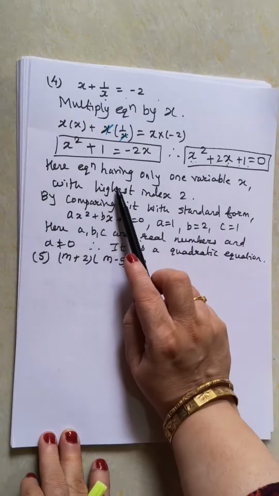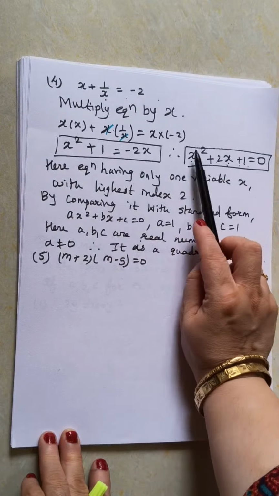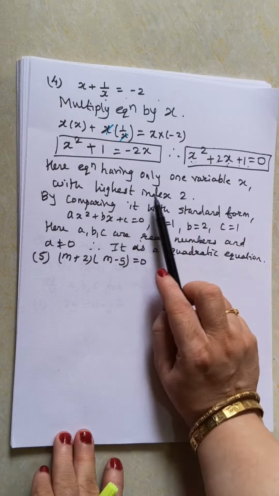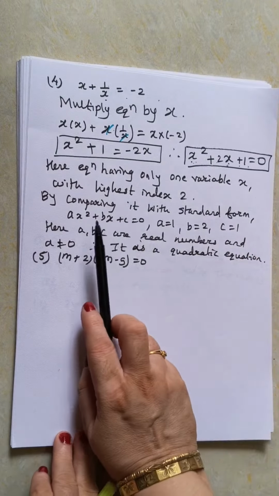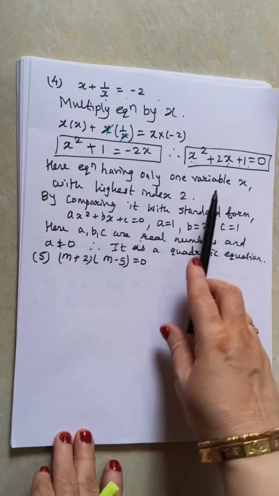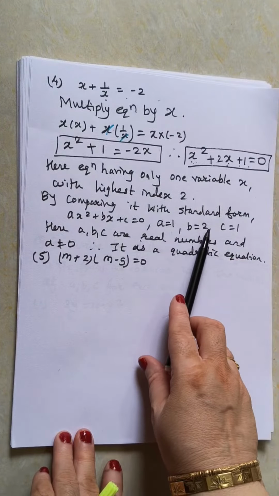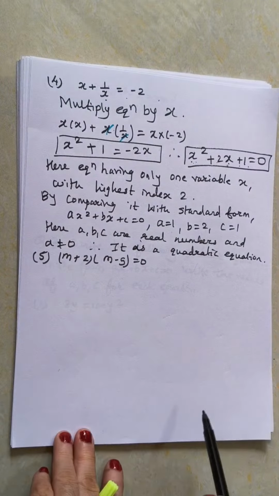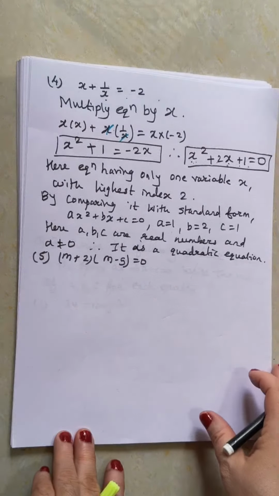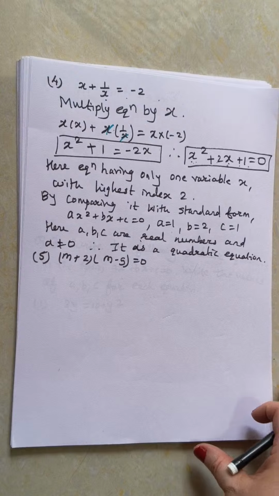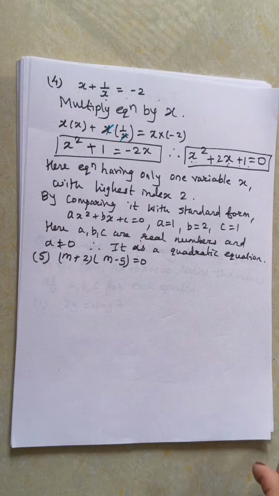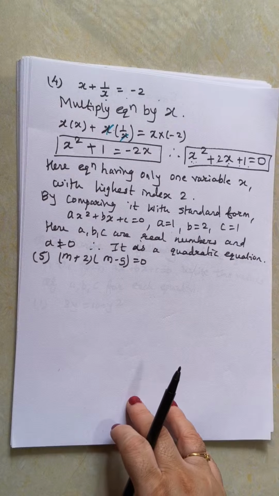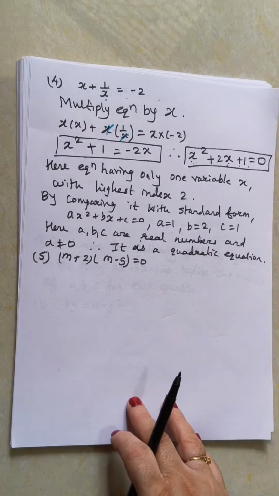When we compare it, look here, this equation has only one variable x, its highest index is 2, and here a is 1, b is 2, c is 1, all are real numbers, and a is not equals to 0, therefore it is a quadratic equation. Let me know everyone, those who have joined, whether you understood or not, so that we can move forward. Please reply fast everyone. I want your replies.